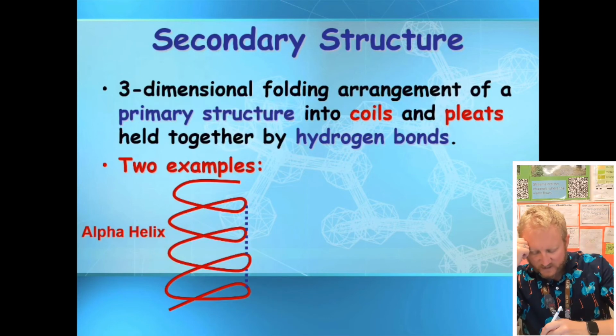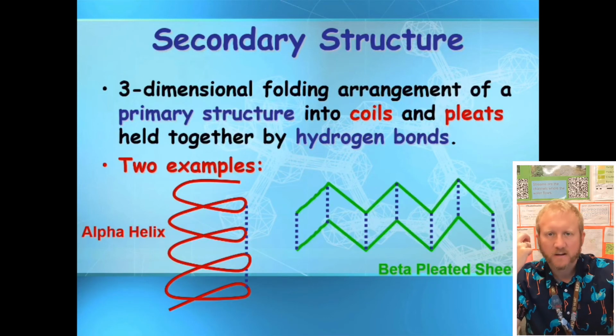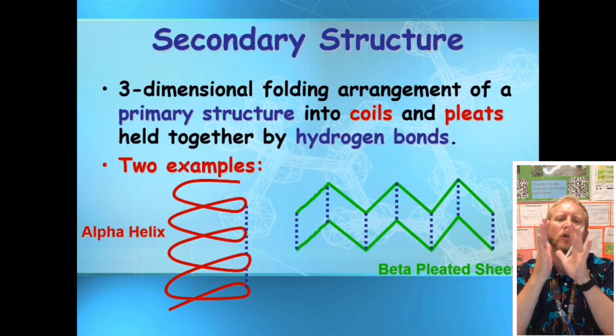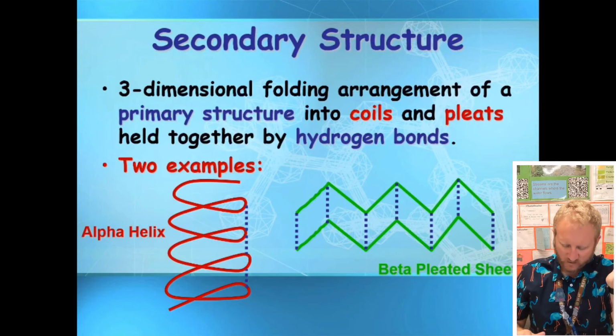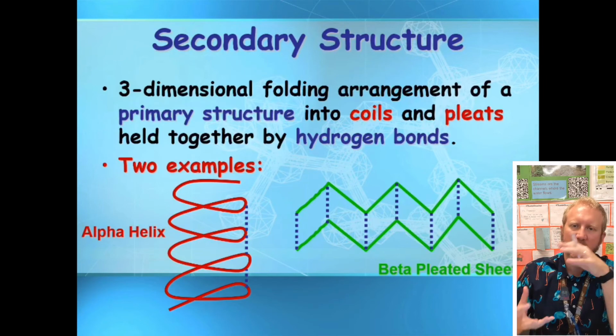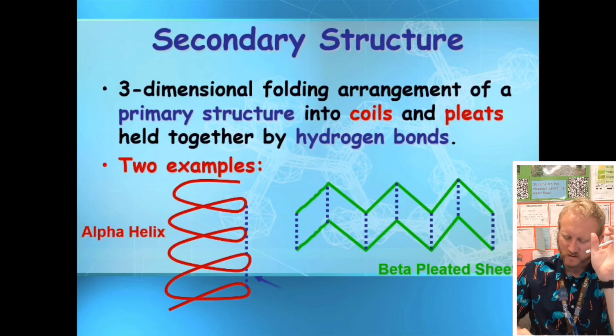So you've got the alpha helix, and then the other one is the beta pleated sheet. If you took a piece of paper and folded it like an accordion, that's the beta pleated sheet. So that's secondary structure. A series of chains that you have sort of bonded together, and now they've got a physical shape.